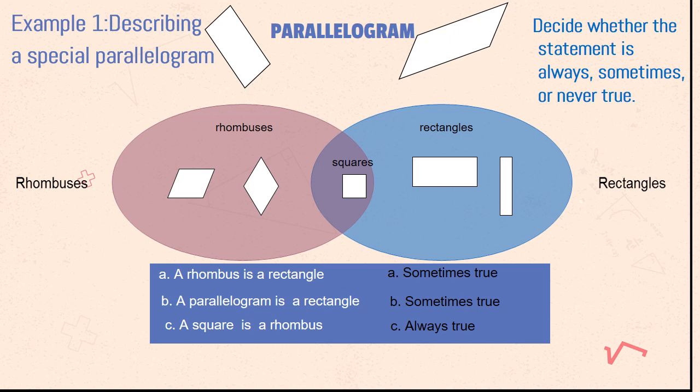A square shares the characteristics of a rhombus. The main characteristic of the rhombus is that it has four congruent sides, and a square has four congruent sides, and something else, all the angles measure 90 degrees. But to be a rhombus, the only needed condition is that all the sides measure the same. So it's always true.